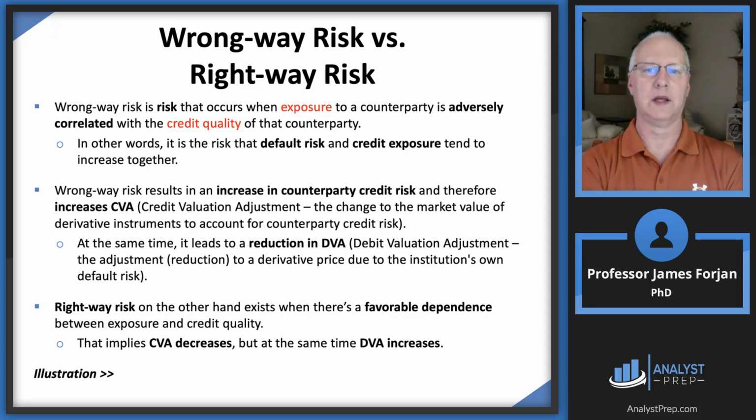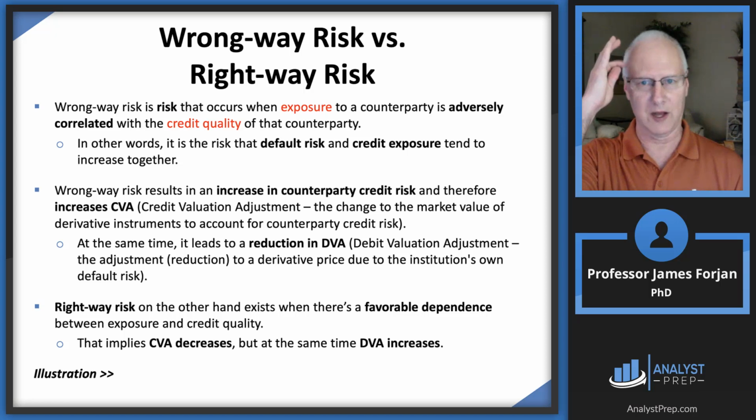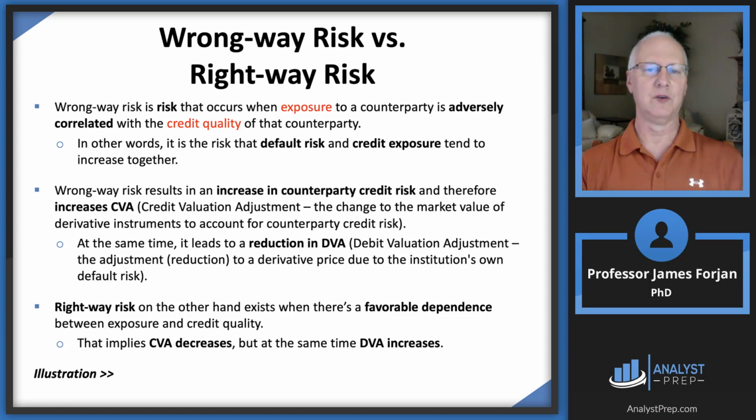All right, let's go ahead and give this textbook definition. I'm going to go ahead and read that first bullet point here. This is a risk that occurs when the exposure to a counterparty is adversely correlated to the credit quality of the counterparty. So you and I have a contract, some derivative contract, and the underlying asset is moving in your favor. So I owe you this substantial amount of capital, and then it moves against me and I owe you an even more substantial amount of capital.